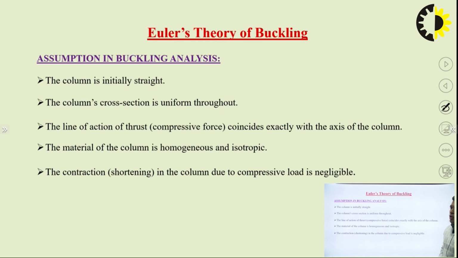The long column theory is given by Euler's theory. Euler has given a theory of buckling, and these are the assumptions given by Euler. The first assumption is that the column should be initially straight, the column cross section is uniform throughout, the line of action of compressive force coincides exactly with the axis of the column, the material is homogeneous and isotropic, and the contraction in the column due to compressive load is negligible. Means we are considering that the column is going to fail only due to buckling, not due to compression.